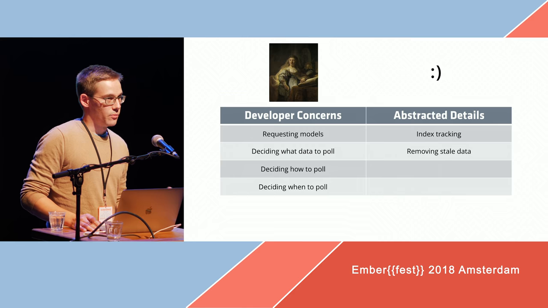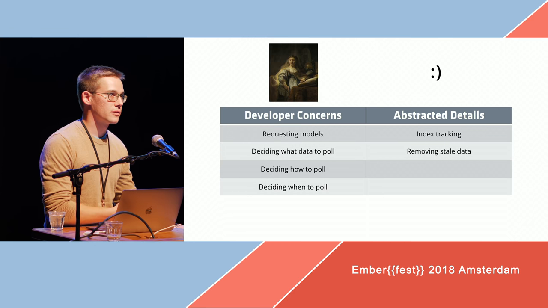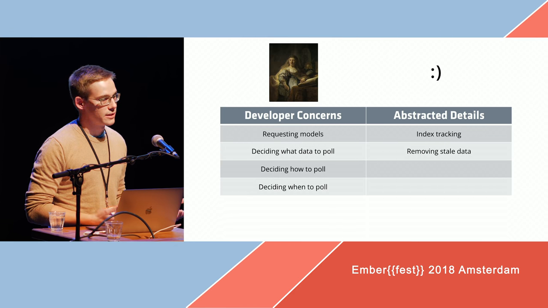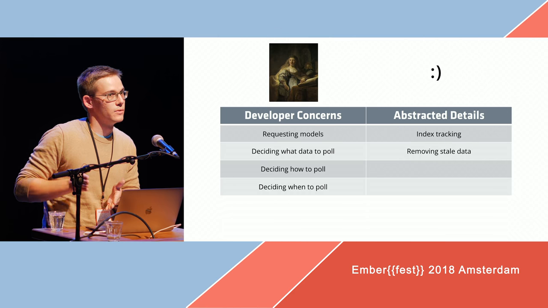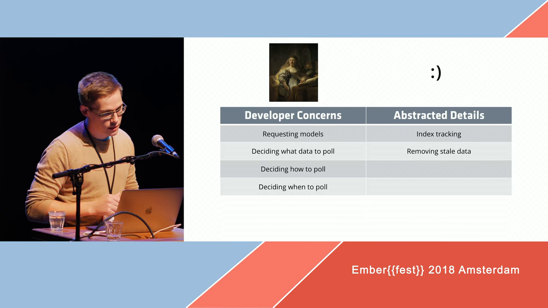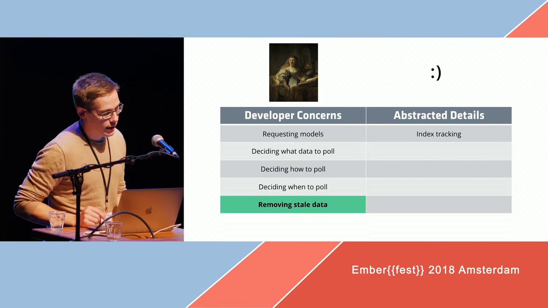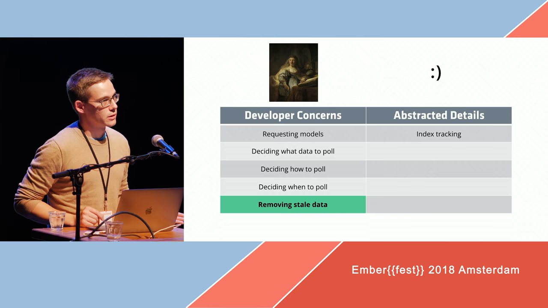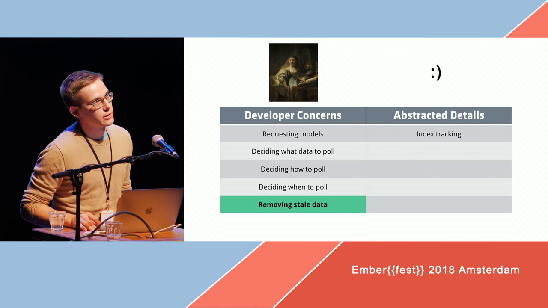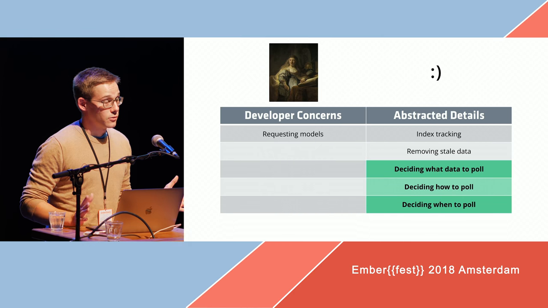So to bring back this visual metaphor, the more stuff in the developer concerns column, the closer we get to Minerva and her study. The more stuff in the abstracted details column, the closer we get to Smiley and OpenSand. Now, it's situational. This is a valid abstraction. I mean, after all, I just talked about how the way that I'm removing stale data isn't universally true. So maybe that should be a developer's concern. This is also totally valid.